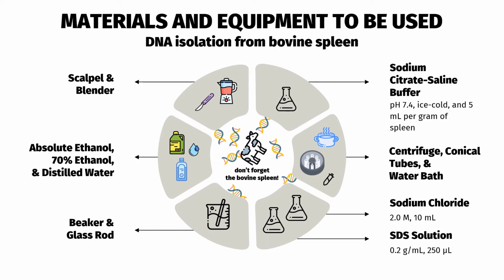The following materials and equipment are needed for the DNA isolation from bovine spleen: scalpel and blender, ice-cold pH 7.4 sodium citrate saline buffer, centrifuge, conical tubes, and water bath, 2.0 molar sodium chloride, SDS solution, beaker and glass rod, absolute ethanol, 70% ethanol, and finally, distilled water.